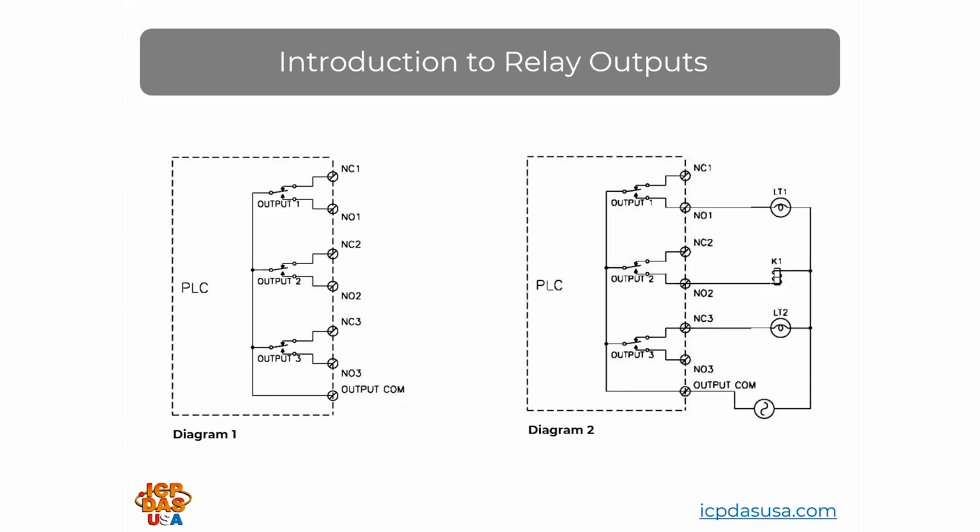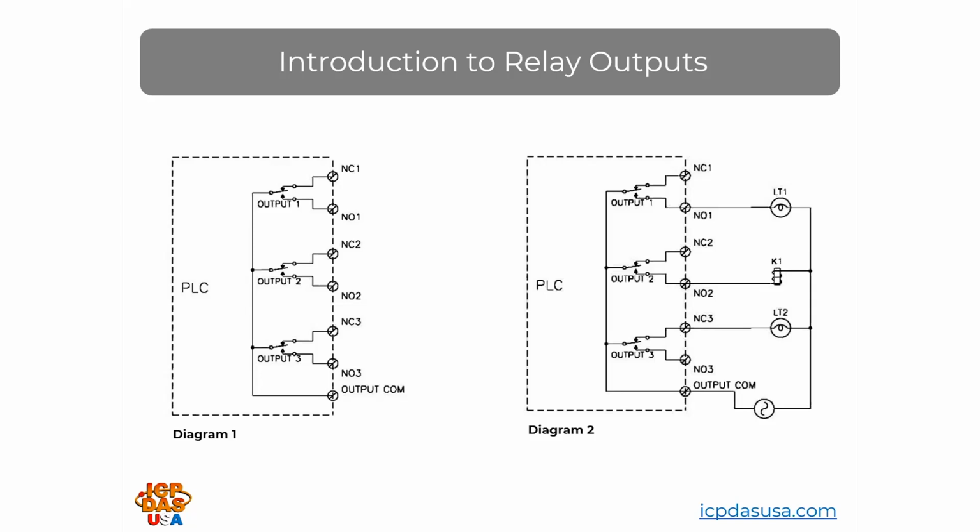The NC and NO have a number, which is the number of the output associated with the terminal. When an output is turned off, the output COM terminal is connected to the NC terminal associated with that output. When the output is turned on, the output COM terminal is connected to the associated NO terminal.